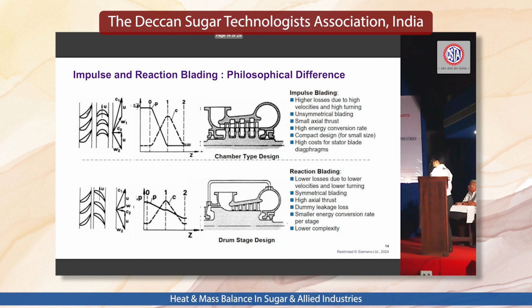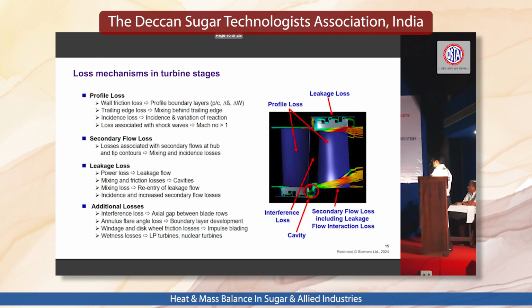There is high thrust because of the blading pressure drop, but it can be compensated by the balance piston. So there will be some leakage loss in the dummy balance piston, so that thrust has been accounted for, and there is lower complexity of blading. Now how can we further improve the efficiency of the steam turbine?